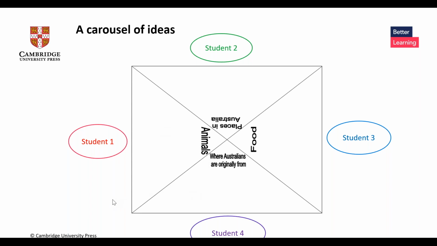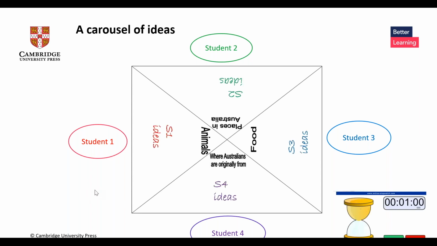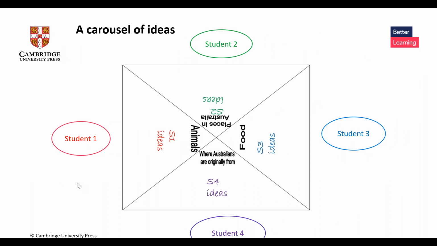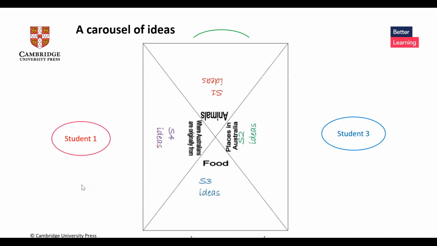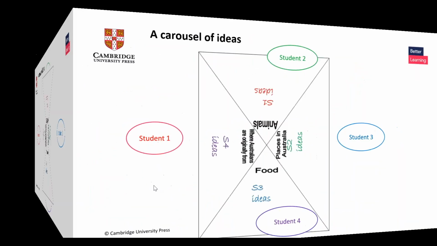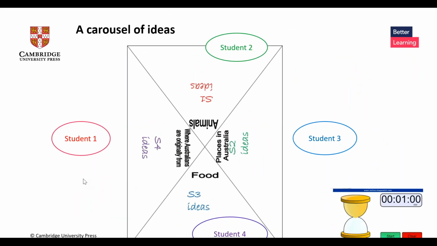And again, you give them a time limit. And within that time limit, what they will do is write down all of the ideas that they have about that topic. Then afterwards, what they do is called the carousel of ideas, because then it turns like a carousel and the student is then focusing on a different triangle. Again, we give them a time limit, and within that time limit, they would read the ideas in front of them and add new ones.